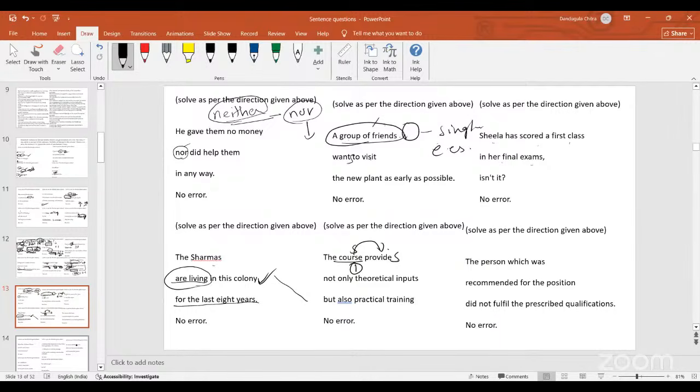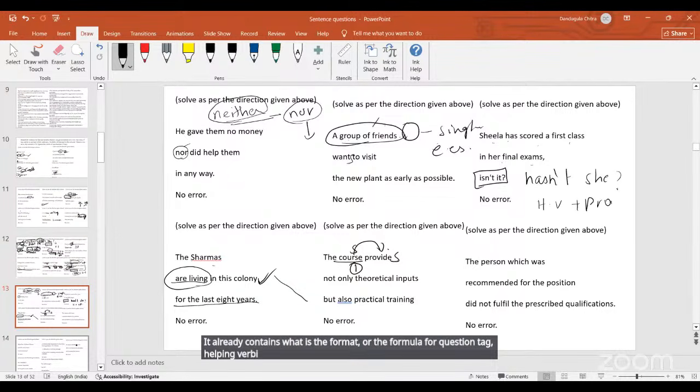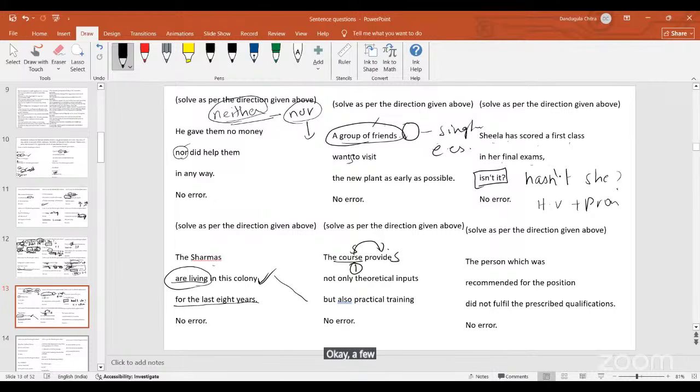Option C, sir. Doesn't she? Hasn't she? Yes, hasn't she is right. Why? It already contains has. What is the format or the formula for a question tag? Helping verb plus pronoun. Few people will say hasn't Sheila, but it is wrong. Here only the pronoun should be there.